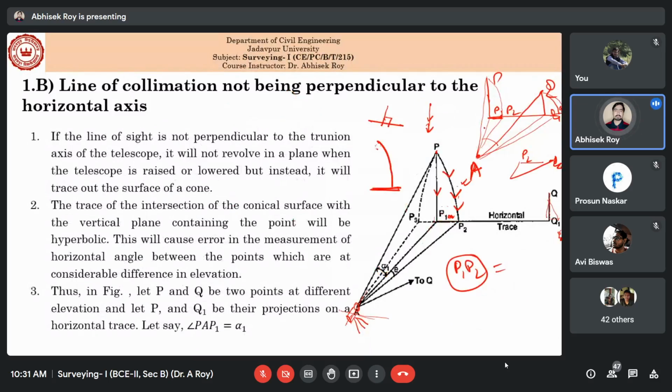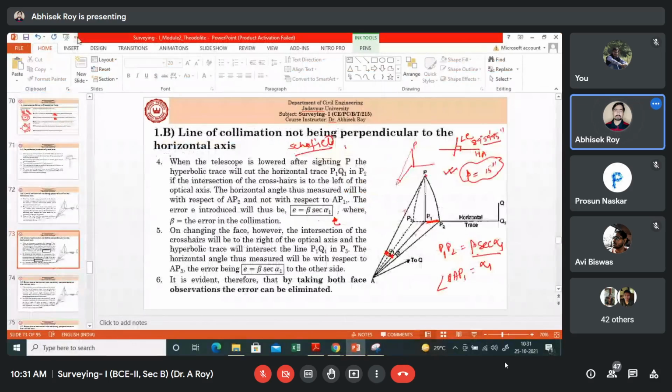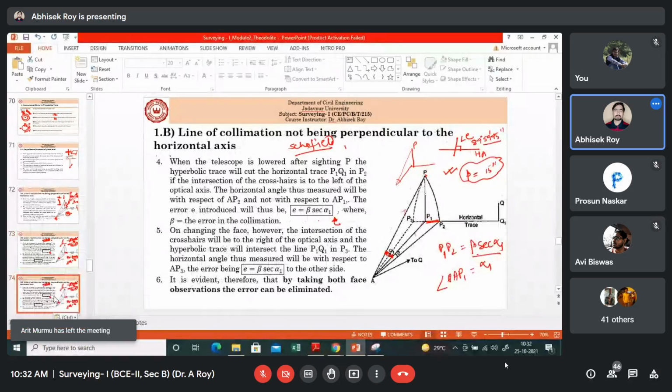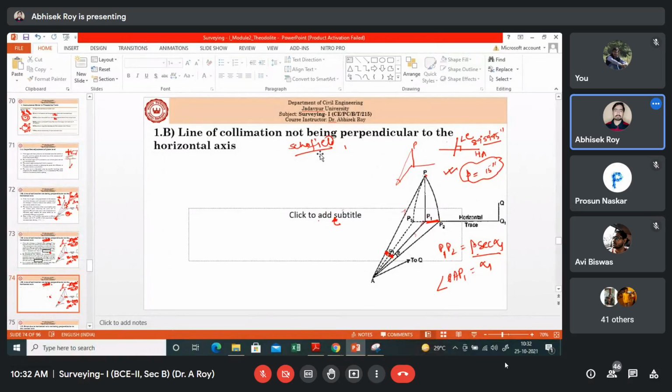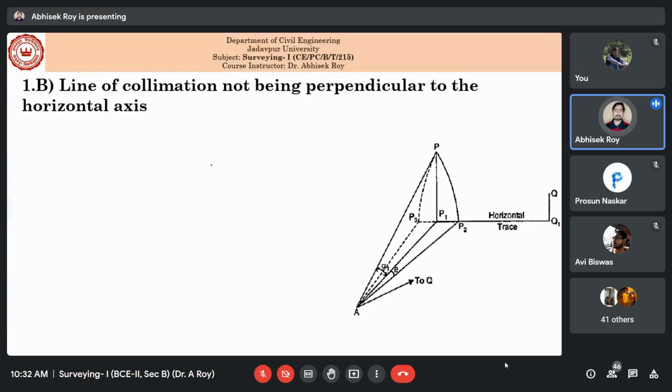Now as we are telling you, you are basically measuring the angle. Just add me one another slide. Yes. Now say you are measuring these two objects and these two at a different level. This is P, this is Q.